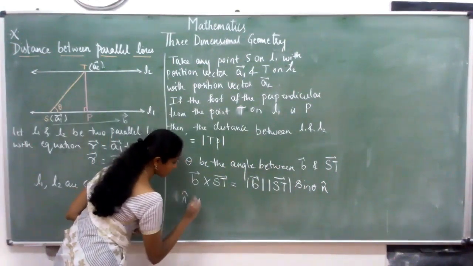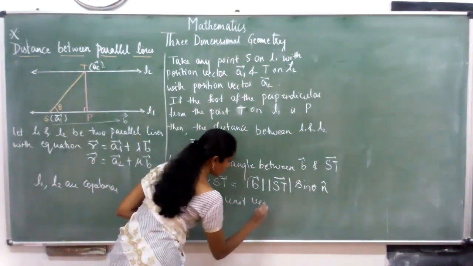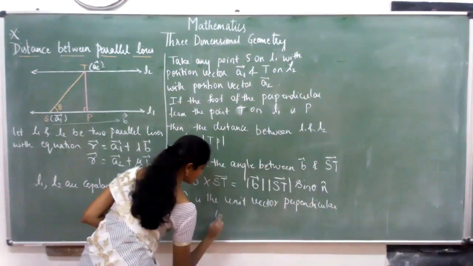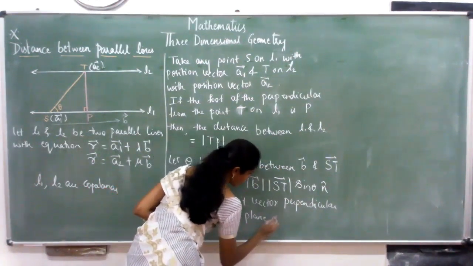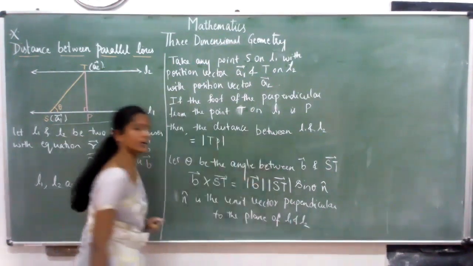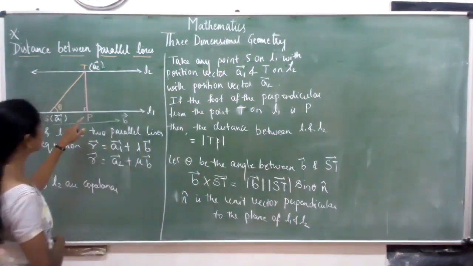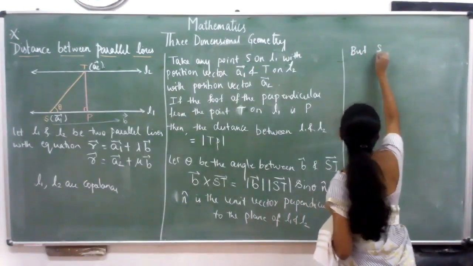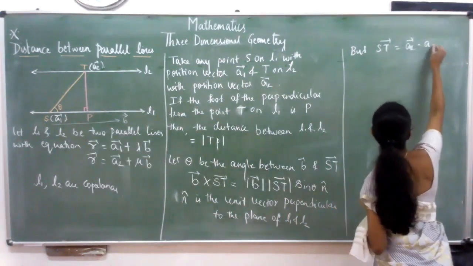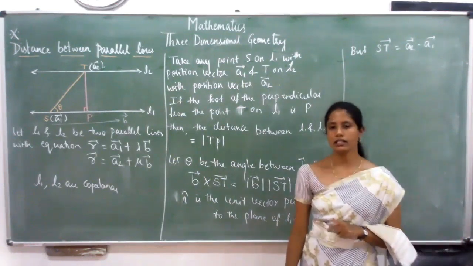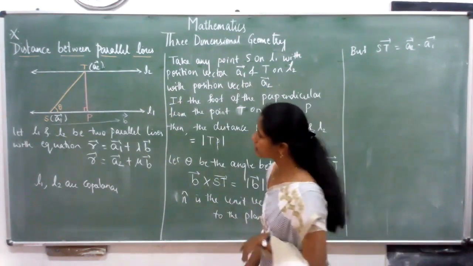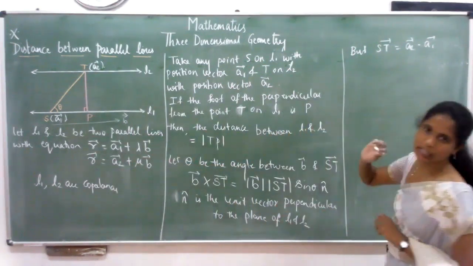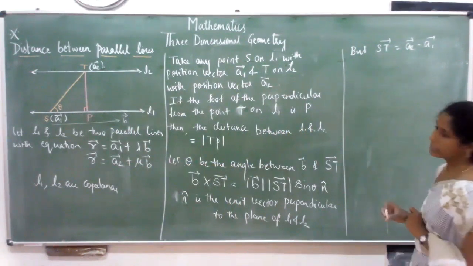So here n cap is the unit vector perpendicular to the plane of the lines L1 and L2. But I can write vector ST as vector A2 minus vector A1. Why? Because vector ST is nothing but vector OT minus vector OS, where the position vector of the point S is A1 and the position vector of the point T is A2. According to that, I can write ST is equal to vector A2 minus A1.